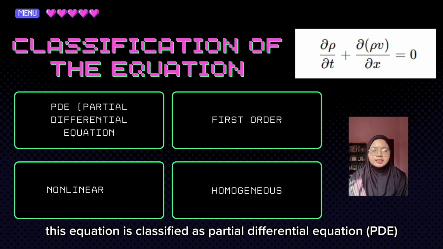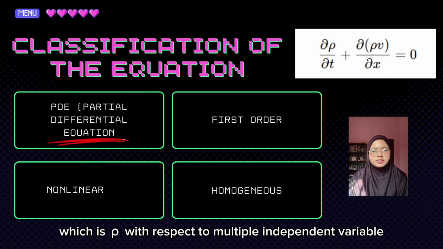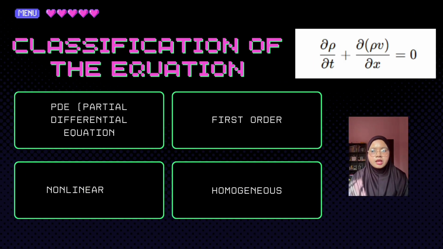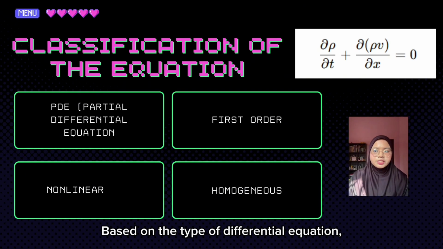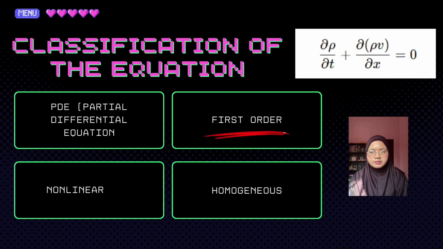This equation is classified as a partial differential equation, which is PDE, because it involves partial derivatives of traffic density, which is rho, with respect to multiple independent variables, which are t, time, and x, position. Based on the type of differential equation, this equation is a first-order PDE because the highest derivative is one.